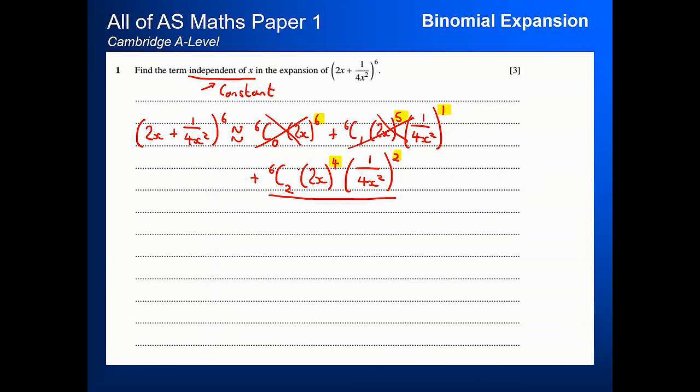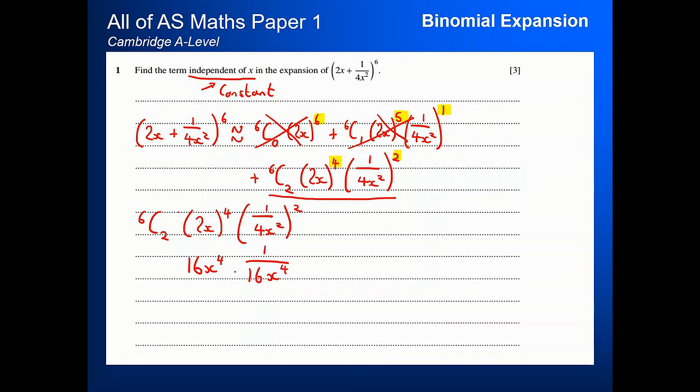Now, if you don't believe me at this point, then please do keep watching and you'll see the x's will disappear. So we're going to have 6C2, and now (2x)^4 multiplied by (1/(4x^2))^2. So let's work out this part first of all. 2 to the power of 4 is equal to 16. x to the power of 4 is x^4. If we square this, then we need to square both top and bottom. So 1 stays the same, 1 squared is 1, 4 squared is equal to 16, and (x^2)^2 is equal to x^4.